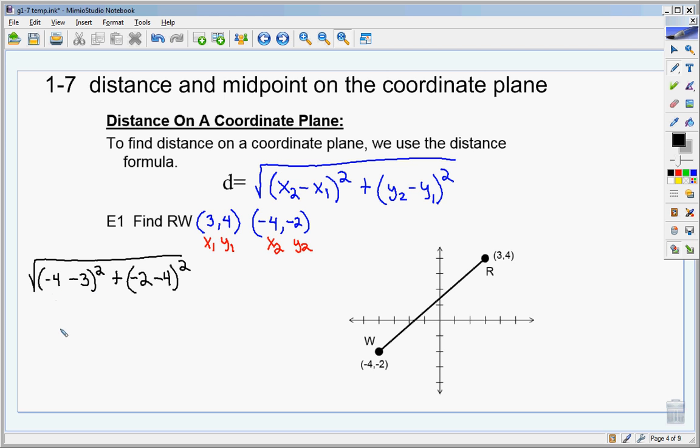-4 minus 3 is -7. -2 minus 4? -6. What is -7 squared? 49. And -6 squared? 36.